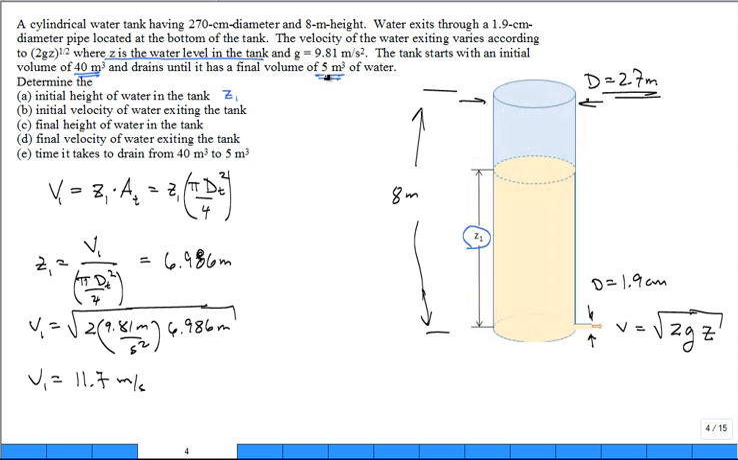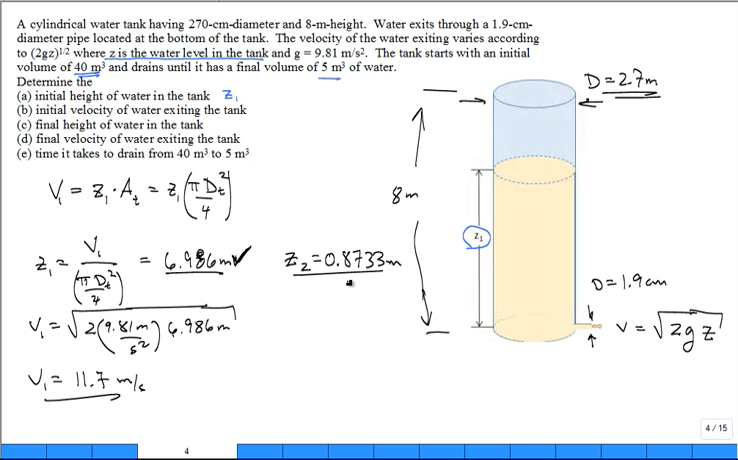Well, it goes to 5 cubic meters. So if this was the height at 40 cubic meters, the height at 5, let's call that time 2, Z2, subscript 2 for final. Then you can calculate that to be 0.8733 meters. So we had the answer for part A, part B, part C.